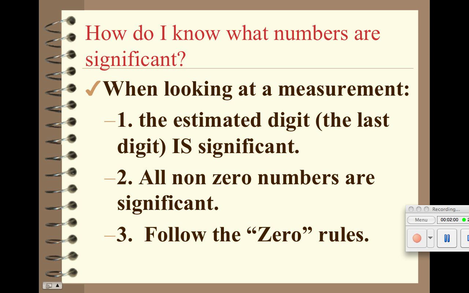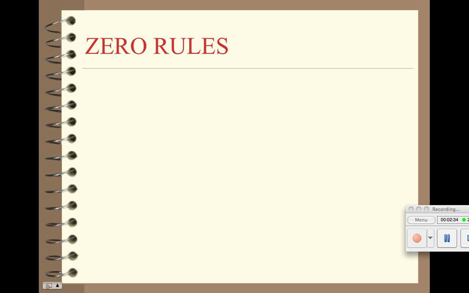So how do I know what numbers are significant? There's a couple of rules that we follow. First, when we're looking at a measurement, the estimated or the last digit is always significant. So if I have a ruler, I can read out to the hundredths place, and so my measurement is taken to the thousandths place. All of the digits, including the one that goes out to the thousandths, they're all significant. All non-zero numbers are always significant in a calculation, and if I have a zero number, I follow the zero rules. So what are the zero rules?